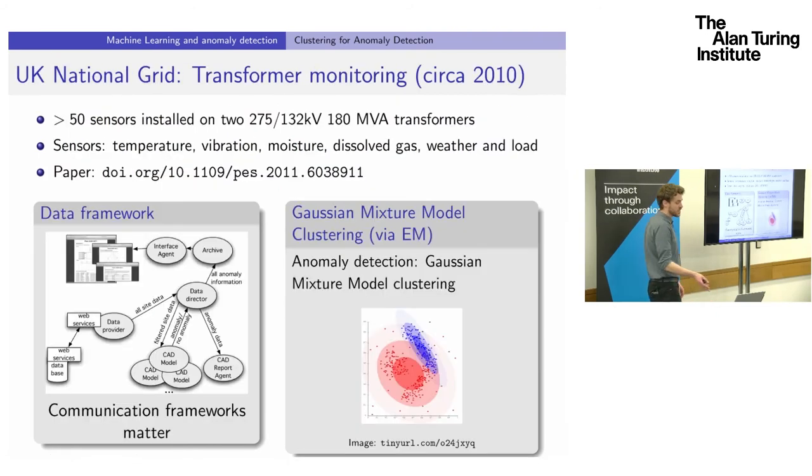Okay. So here's just an example, circa 2010, UK National Grid, two large transformers, a variety of sensors, roughly 25 on each of these two aging transformers, in an attempt to detect anomalous behavior. And they used a Gaussian mixture model clustering, where the cluster centers are the means of Gaussians, and you try to fit the covariance matrices of these. I just put this in here, I wasn't going to talk about it very much, but the previous talk highlighted very well the difficulties of actually collecting this data and what you do with it, and the processing frameworks really matter for large infrastructure and so on.